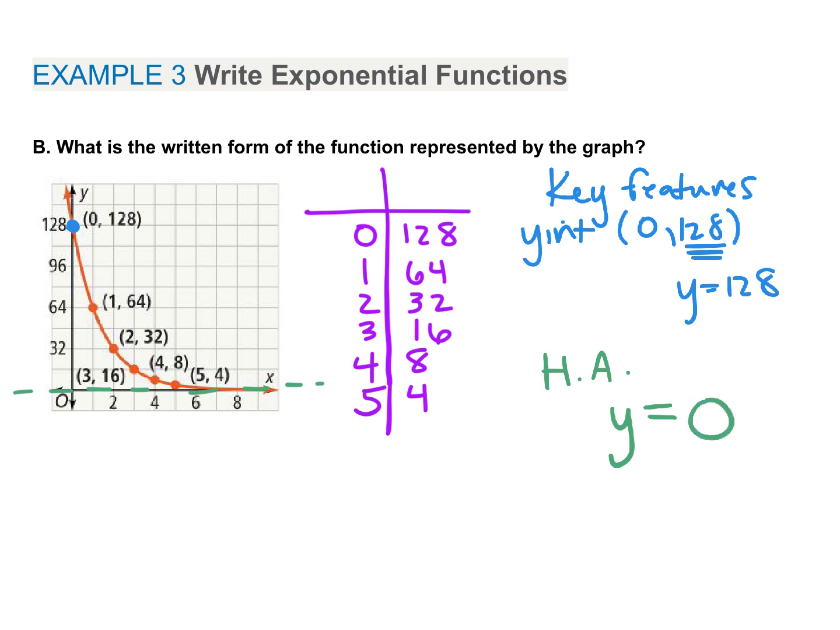So horizontal asymptotes are like the invisible fence that dogs run around in the backyard. They can get close to it, but they can't cross it. All right, so we've got the table, we've got the key features, and then we want to talk about just domain and range first. Domain values go from left to right.